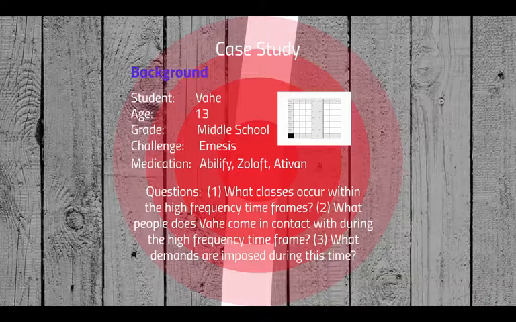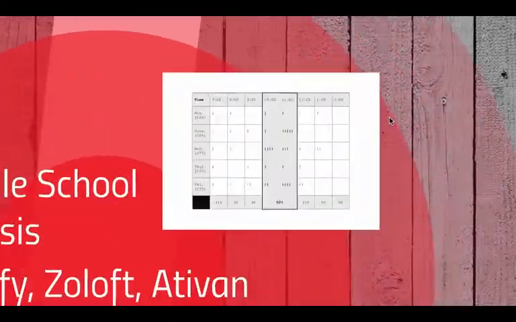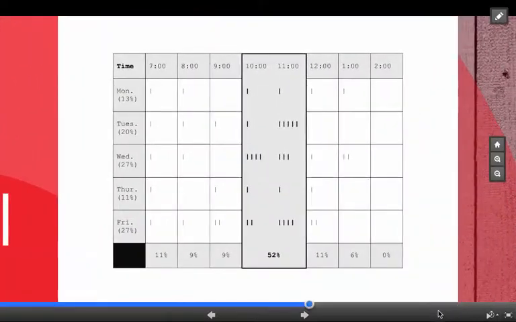So the questions that I had included, first, what classes occur within the high-frequency timeframes for the vomiting? And then what people did Vahe come in contact with during the high-frequency timeframes? And also what demands were imposed during this time. So in order to make that determination, I worked with a person that's a registered behavior technician, and we collected data on Vahe across a period of time.